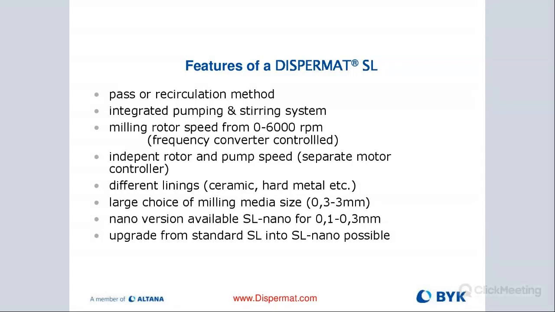We use also a dynamic gap on ours. We don't use a screen to separate the media from the slurry. We actually have a dynamic gap. It's basically a machined piece, looks like a little flange that goes in there, and that basically keeps the beads that are larger than that gap back in the milling chamber. So that helps with screen wear and is generally an improvement in design of our horizontal media mill. And then you can also get a nano kit if you want to go to sub 100 nanometers. You can't do it with the standard. You really need the small media and the nano components for that.